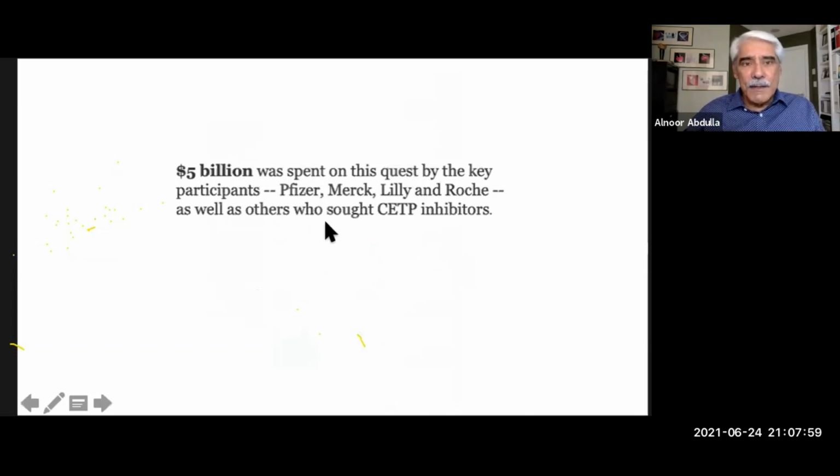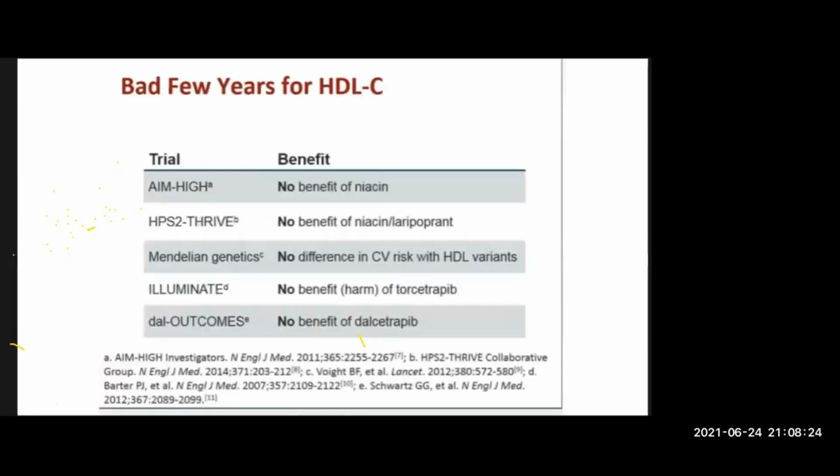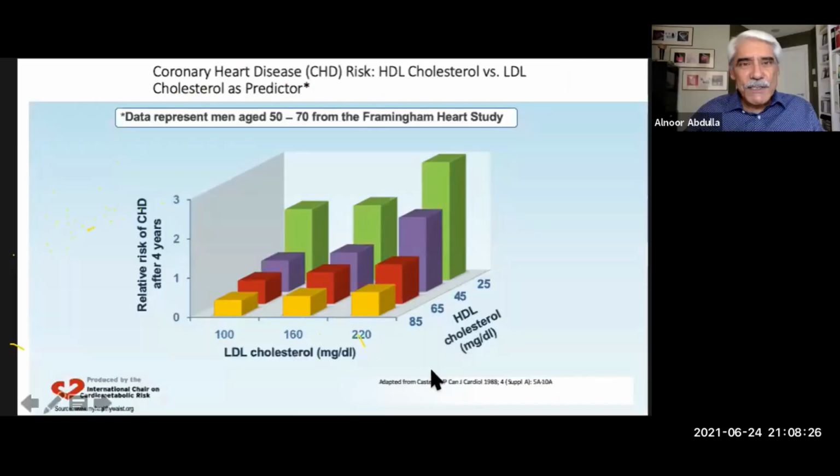And he writes in his book, this ex-president from Pfizer, that $5 billion were spent by all these companies for the research and development of the CETP inhibitors to raise HDL cholesterol. And that is the biggest failure in the history of pharmacology. All right, so back to this diagram.